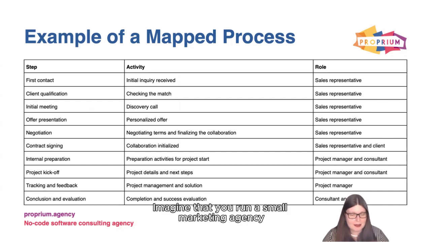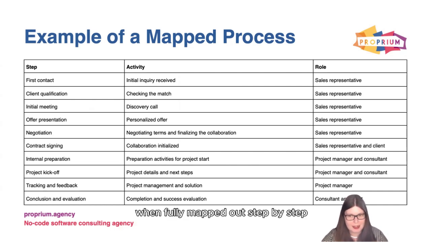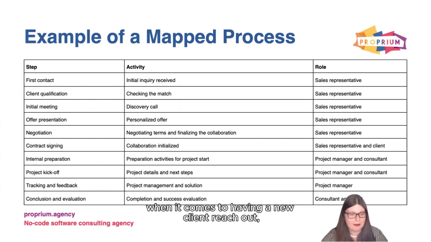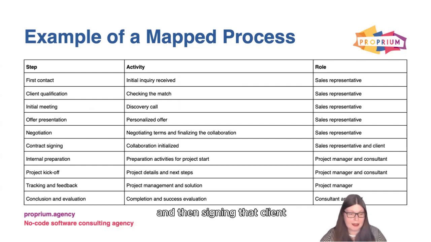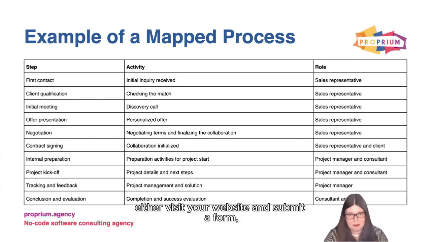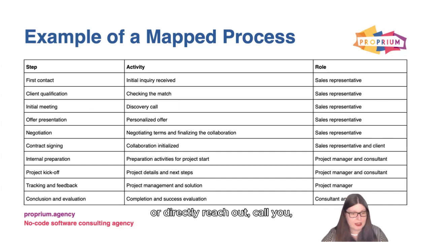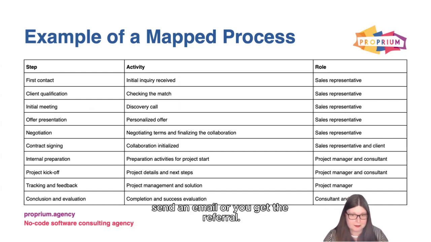Imagine that you run a small marketing agency. Here's how your process might look when fully mapped out step by step when it comes to having a new client reach out and then signing that client and finishing the projects with them. So the first thing that would happen, an initial inquiry is received. How? Basically, a potential client either visits your website and submits a form, or they directly reach out, call you, send an email, or you get a referral.